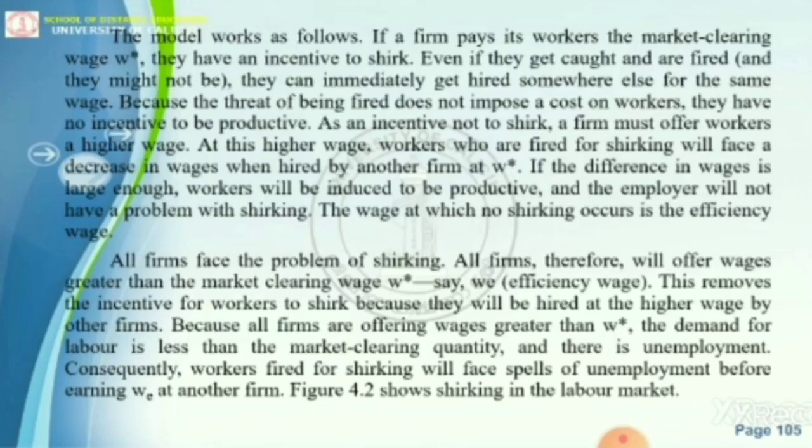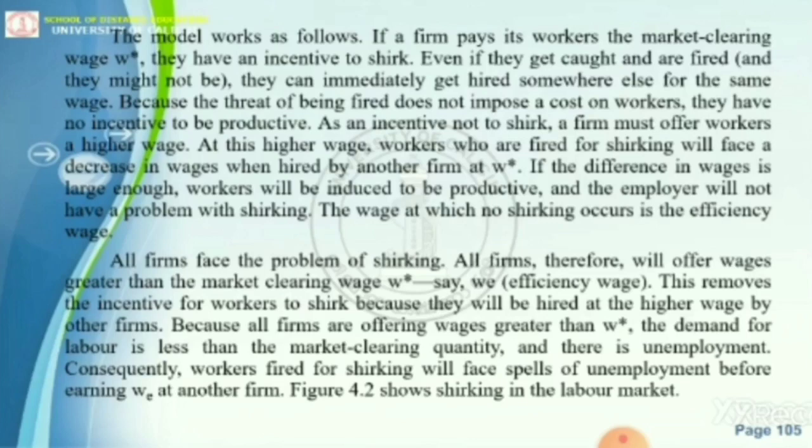The model works as follows. How does the model work? If a firm pays its workers the market clearing wage, that is W star, that means the wage in the equilibrium situation, which we call W star, they have an incentive to shirk. Even if they get caught and are fired, they can immediately get hired somewhere else for the same wage. Because the threat of being fired does not impose a cost on workers, they have no incentive to be productive.